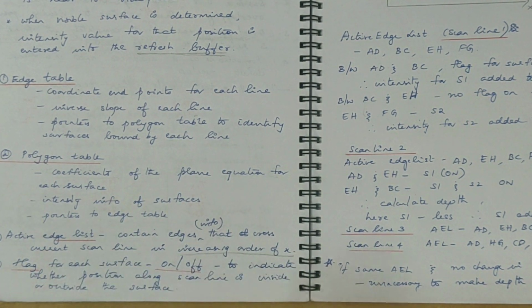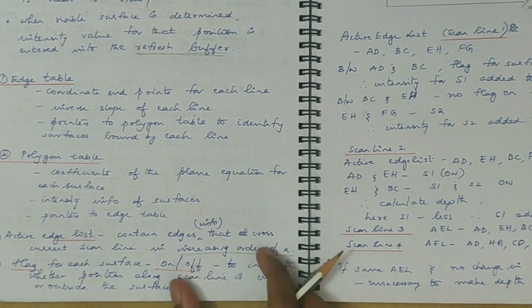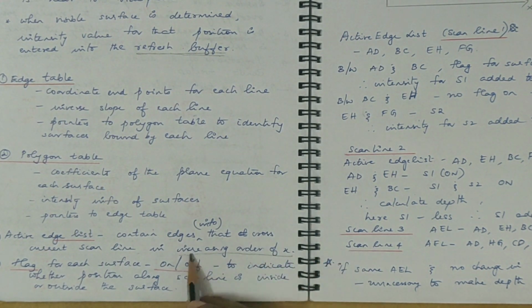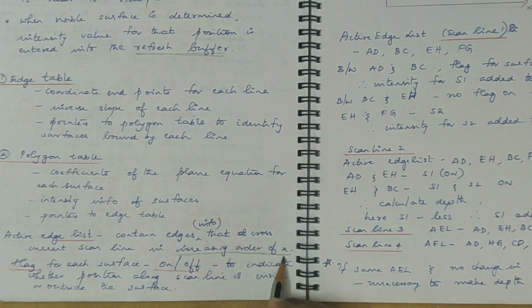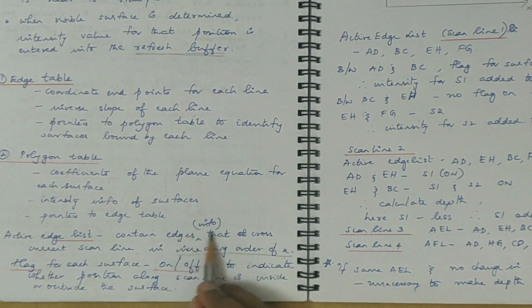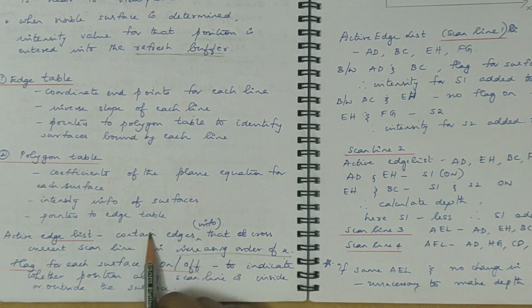Okay, so that is when you consider a corresponding scan line, what all are the active edges in that scan line? The point to be noted here is that those edges will be stored in increasing order of X. The edge information you'll get from the edge table, and that information will be stored in the active edge list.